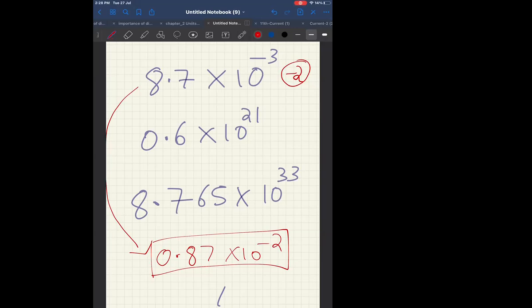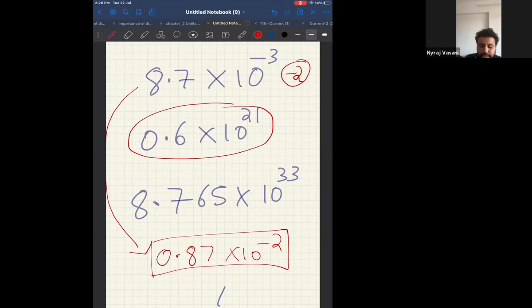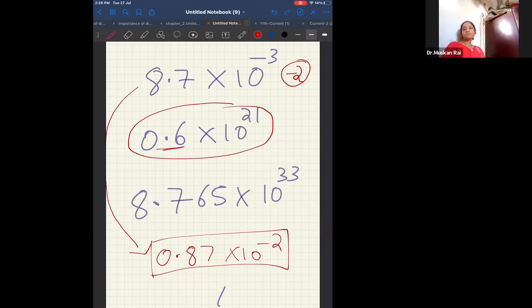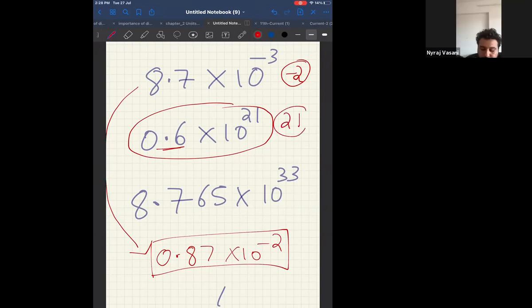Yes. Second one, 0.6 into 10 power 21. Now, can I say this question is again of the form a into 10 power n? Correct. Now, 0.6, does it lie between 0.5 and 5? Answer is yes. Therefore, can I directly say my order of magnitude is 21? Because the number itself was given in the right range.